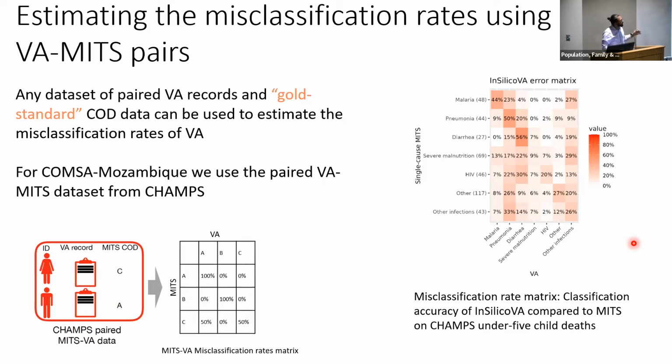The other assumption is that this misclassification matrix is estimated from the joint CHAMPS data, which has data from many sites, including Mozambique. So the underlying assumption is that these misclassification rates, or conditional probabilities, stay the same across different sites or different countries. That's also a major assumption, and something we need to assess in the future. But for now, this is the data set that we use to estimate the misclassification matrix.